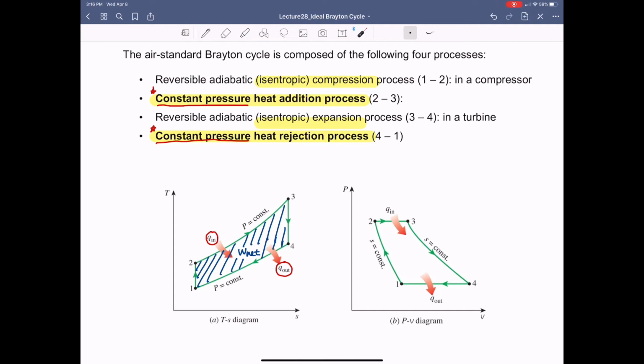Now, during the process 2 to 3, it should be a horizontal line because that should be a constant pressure process. And 3 to 4, we also follow that kind of curve, which is the isentropic expansion process. And from 4 to 1, then we have a constant pressure process again. Also, the net amount of work in the PV diagram can be represented by the area surrounded by these four processes.